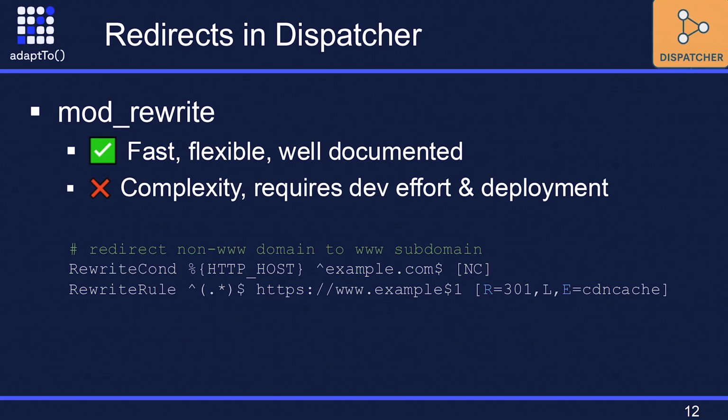At the dispatcher level, we have the mighty mod_rewrite. We developers love it. It's very fast. It's very feature-rich. It's well documented, so you can do everything with it. You have access to plenty of additional information like headers, CDN headers, and so on. But it gets complex. It is nothing that you give to your business people or your content team. And you always have a dev effort plus a deployment required. So it's somehow costly.